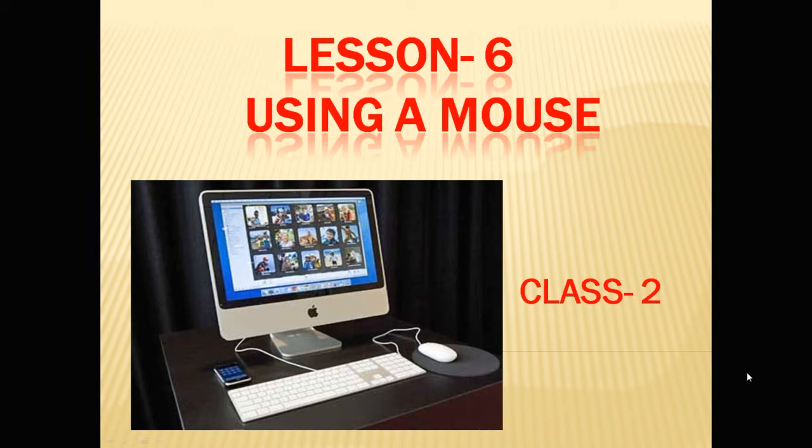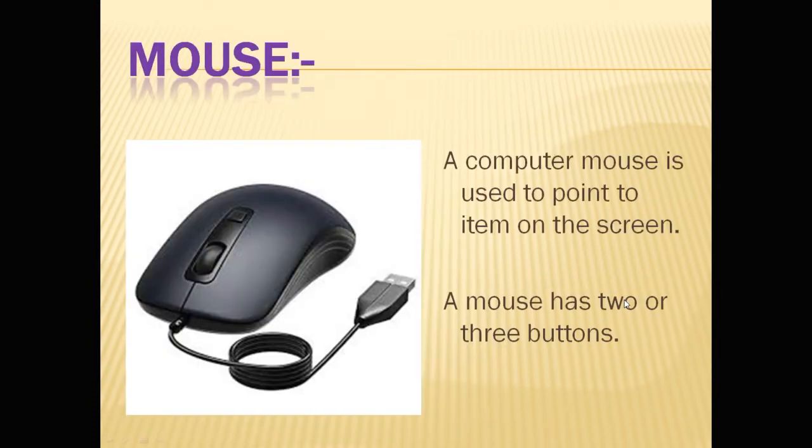A computer mouse is used to point to items on the screen. A wire connects the mouse to the CPU. Note that it is placed on a mouse pad.